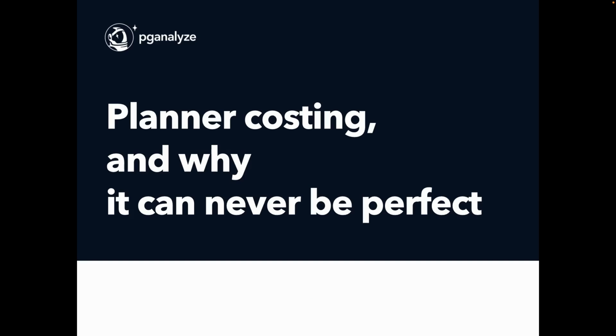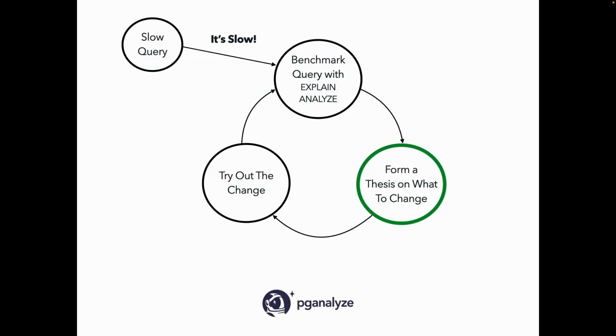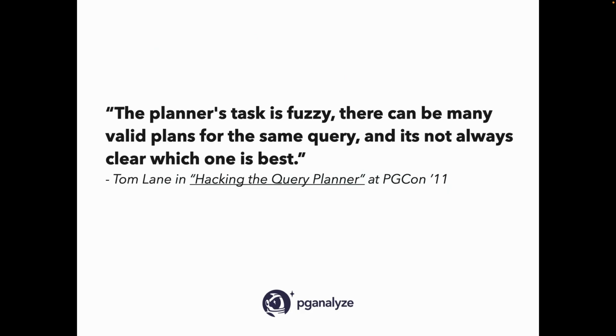Now, we have all this information. We see different plans. Why did the planner choose certain things and not other plans? So this is really about forming a thesis on what you're changing in your queries, right? Because if you don't understand the costing, you'll have a hard time convincing the planner to do something else.